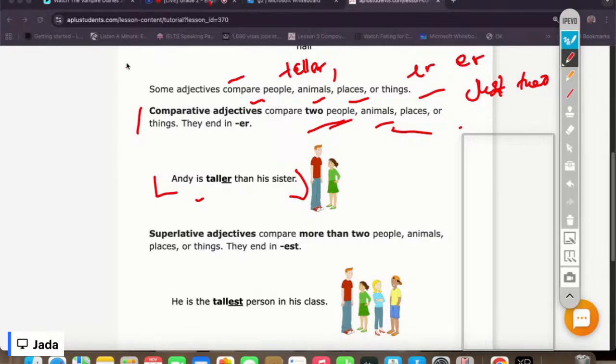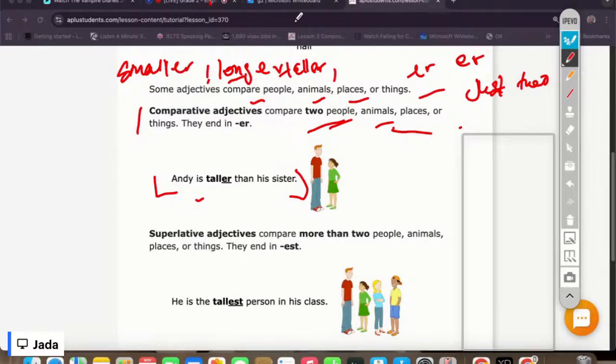So let me give you some hints. We could have smaller. We can have longer. Sister? No, sister is not an adjective, even though it ends in er. I'll explain that to you. But thank you for sharing your answers though. When you say sister, it's a noun. Sister is a noun.